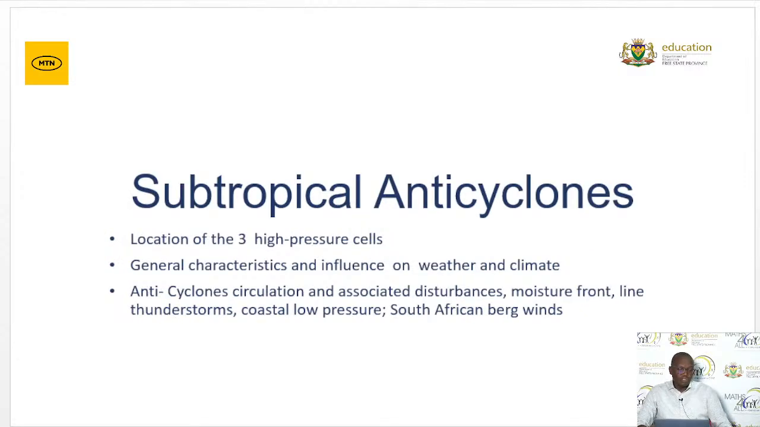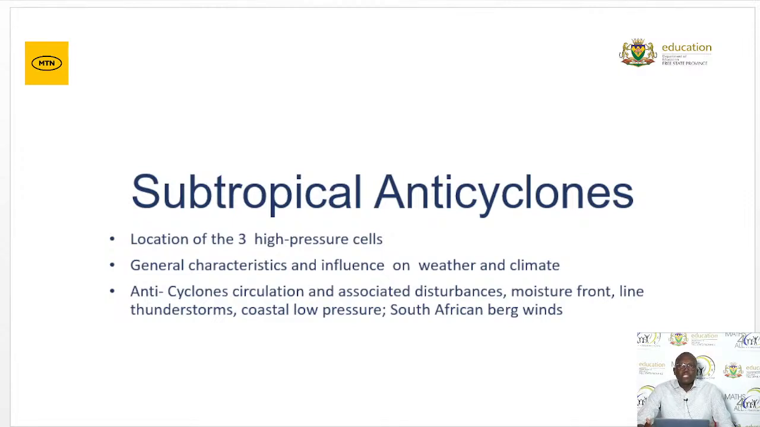Subtropical anticyclones: the location of the three high pressure cells, your Kalahari in the interior, your South Atlantic on the western side, and then your South Indian on the eastern side. So you must know those three pressure cells. Now, remember, you must be able to explain how those three pressure cells influence the temperature of South Africa.